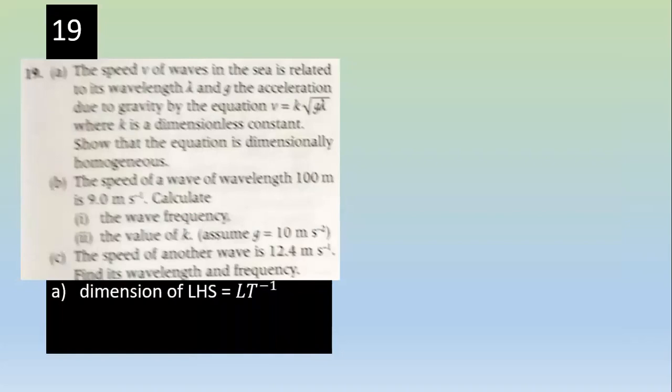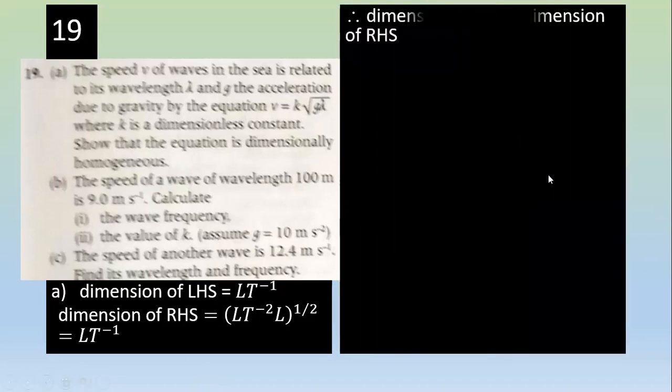So you go to your dimension for the left-hand side. Left-hand side is the speed, LT minus 1. Dimension of right-hand side, which is k root g over lambda. As I said, k, don't need to worry. g is acceleration, LT minus 2. Lambda is wavelength, so it's L. Then square root is to the power of half. Then simplify, this is L squared, L squared times half is L, and T minus 2 times half is minus 1. So you have shown that the dimension of left-hand side equals dimension of right-hand side, or the unit of left-hand side equals unit of right-hand side. Up to you to use whichever you prefer.